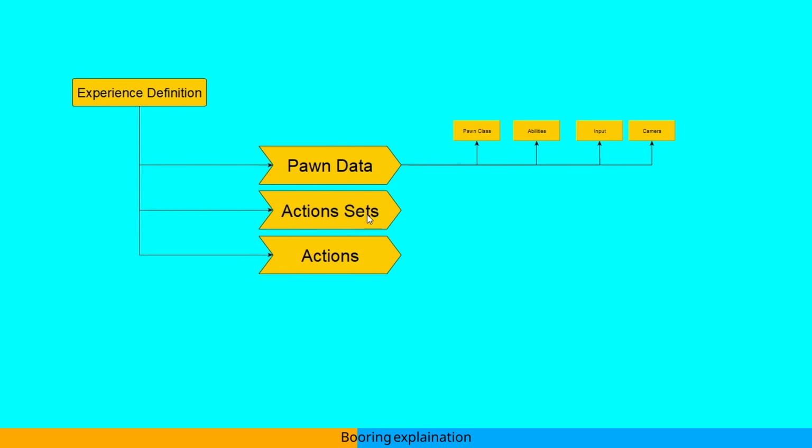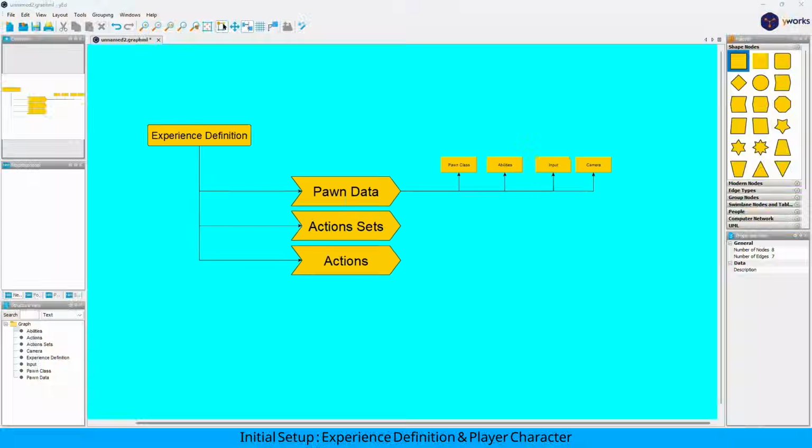You can distill, like, it's the same thing, but here you can make an experience action set, and you can store actions inside it, but here you can just do it directly. So what we're going to do now is make an experience definition and make a bound data asset, which has bound class, abilities, input, and camera mode inside it. So let's get started and create this.